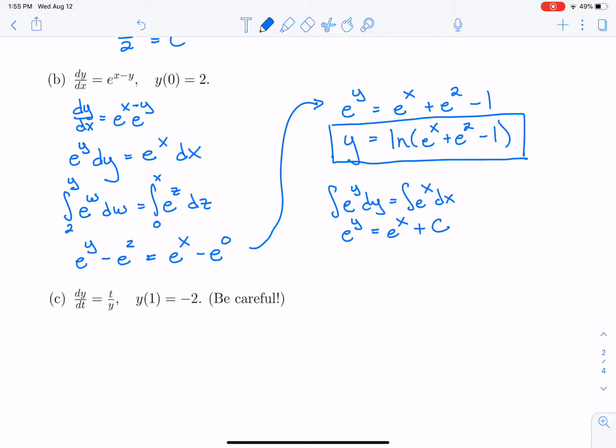In that case, you'll see that y is equal to natural log of e to the x plus c, and then you'll have to solve for the constant c, which you should see will end up being e squared minus 1. So this is just an alternative way to do this.